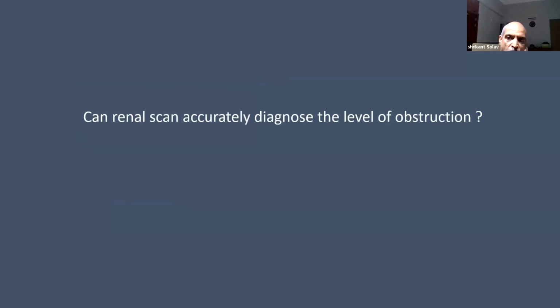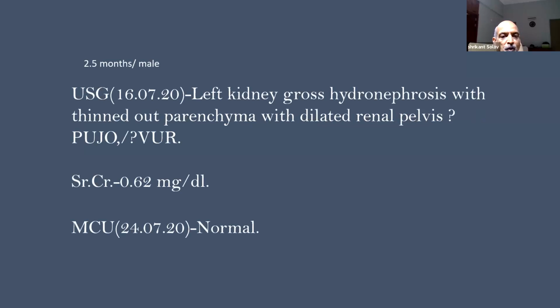So, about the level of obstruction, can we be confident in defining whether it is PUJ obstruction or VUJ obstruction? Now, the answer is it largely depends upon the age of the patient. Here is a child who had gross hydronephrosis, thinned out parenchyma, and dilated renal pelvis.